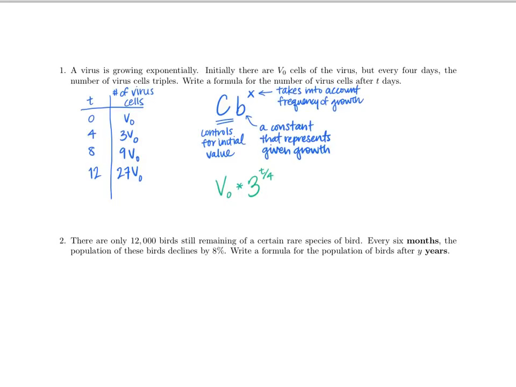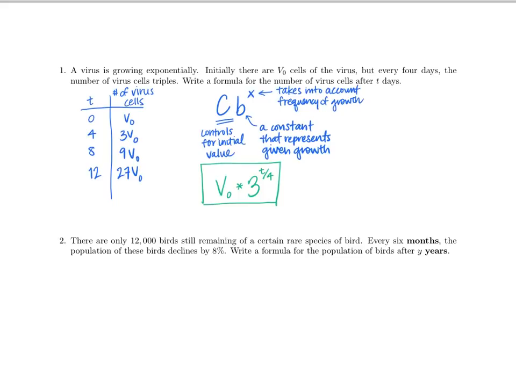And this makes sense. If you plugged in 0, you'd just have v0. If you plugged in 4, you'd get 3 times v0. If you plugged in 8, you'd get 3 squared times v0, which is 9 times v0. If you plugged in 12, you'd get 3 to the third, or 27 times v0. And so this is our final answer.